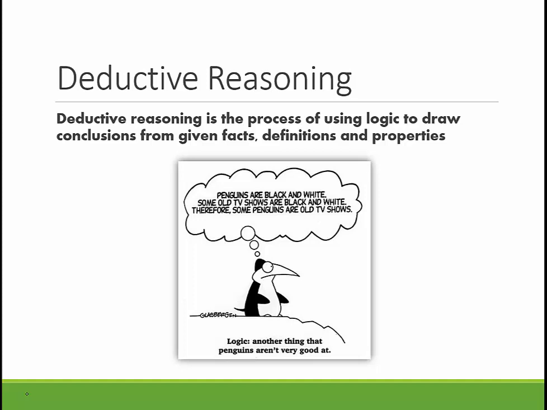We've already talked about inductive reasoning, and that's when we notice patterns and then make an educated guess based on the patterns we've seen. Deductive reasoning is a little different because it's the process of using logic to draw conclusions from facts, definitions, and properties. So, funny example, penguins are black and white. There's a fact. Some old TV shows are black and white. Fact. Therefore, some penguins are old TV shows. So we use logic to draw a conclusion. Even though it's not a very good conclusion, we can back it up with those two facts.